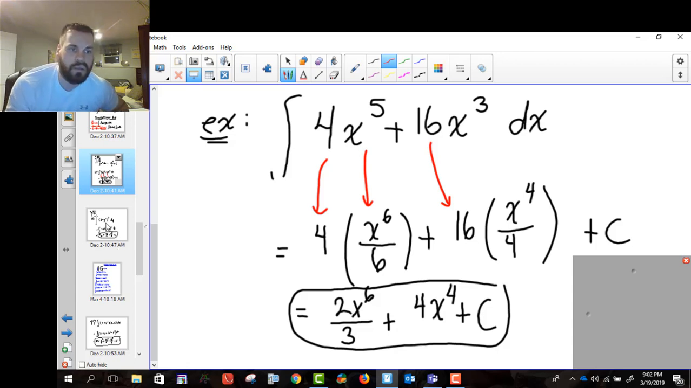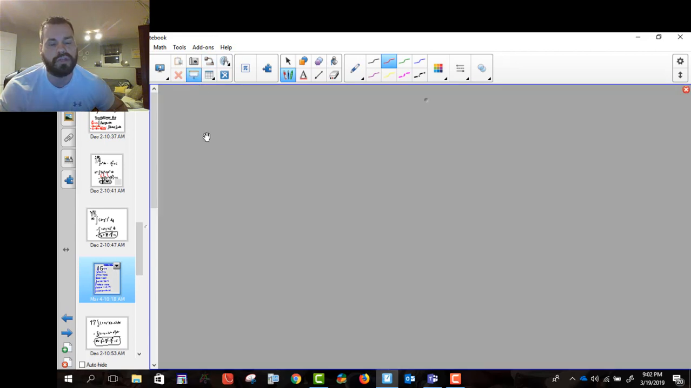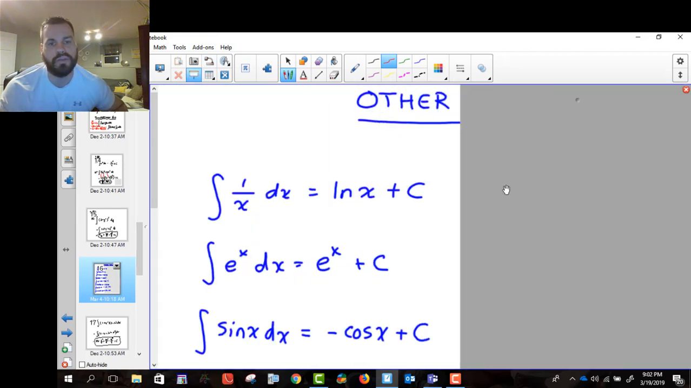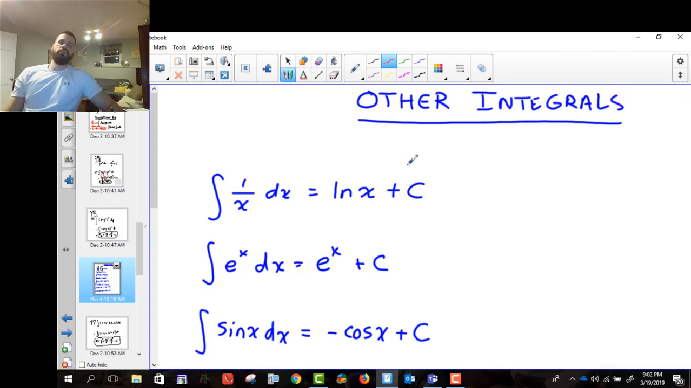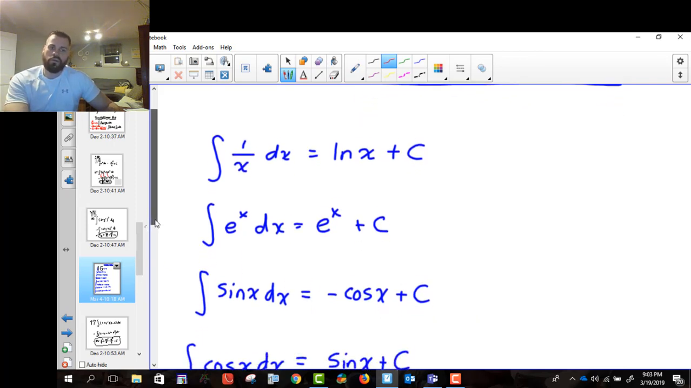Now, you can also think through, what about other integrals that we know? And here's what we're going to do. We're going to think about these based on the derivatives that we know, okay? We're just going to rewrite them. So we know the derivative of ln x is 1 over x. That means the integral of 1 over x is ln x. We know the derivative of e to the x is e to the x, which means the integral of e to the x is e to the x. They don't change, okay? And these all have plus c on them. We know the derivative of cosine is minus sine, so that means the integral of sine is minus cosine, okay? And we can go through them all like that.